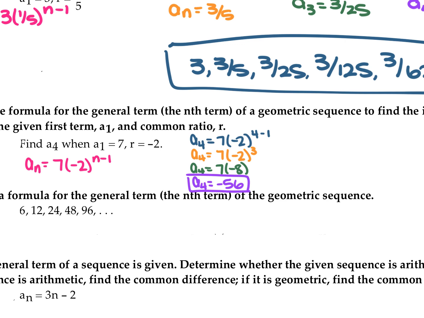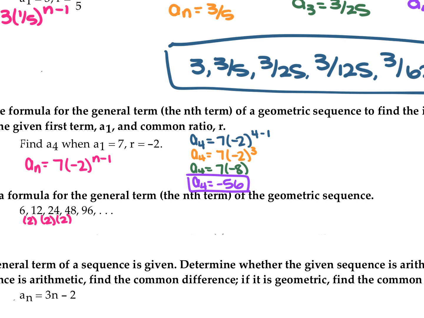We're doing practically the same thing for number 6. We're given the sequence 6, 12, 24, 48, 96. If we multiply 6 by 2, that gives us the 12. 12 times 2 is 24. 24 times 2 is 48, and so on. So we see that this is a geometric sequence.